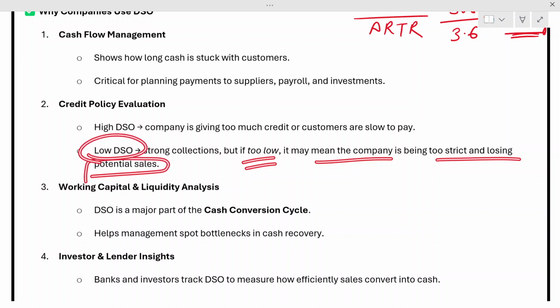So if the DSO is very low, like immediately within 1 to 2 days you are getting the money, it means that there may be some customers who want the credit, but you are insisting that no, we want the money immediately within 1 or 2 days, so the customers may be going out somewhere else. So the low DSO has its own impact and high DSO has its own impact.